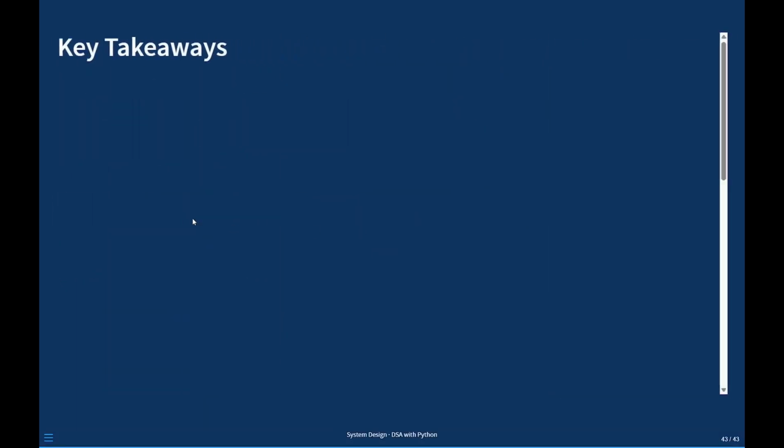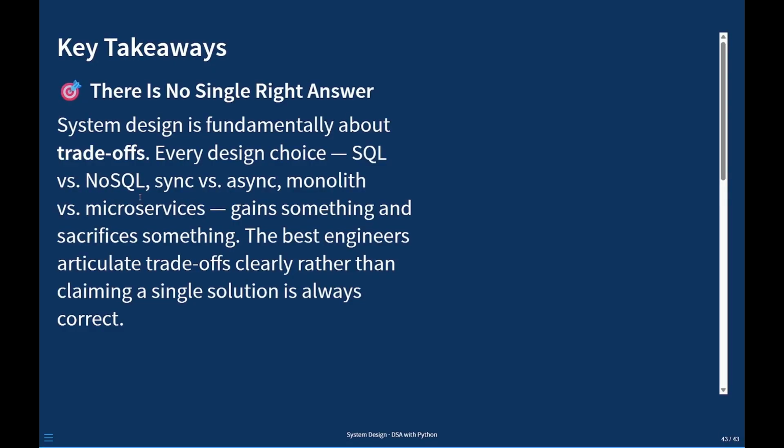Let us bring it all together. The most important meta lesson: there is no single right answer in system design. Every architectural decision is a trade-off. SQL versus NoSQL, sync versus async, monolith versus microservices, consistency versus availability. What makes a great system designer is not knowing the correct answer. It is being able to clearly articulate what you gain and what you give up with each choice, and making decisions that fit your specific constraints.